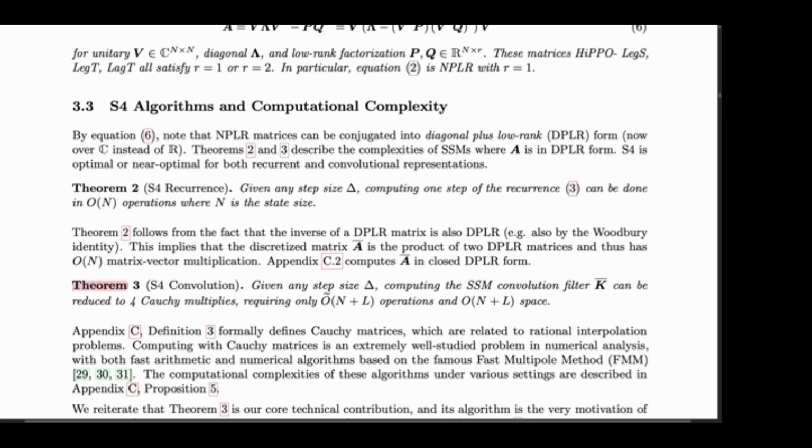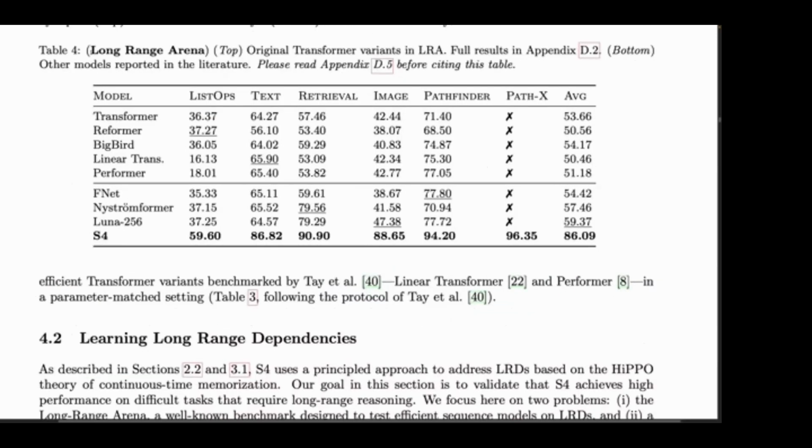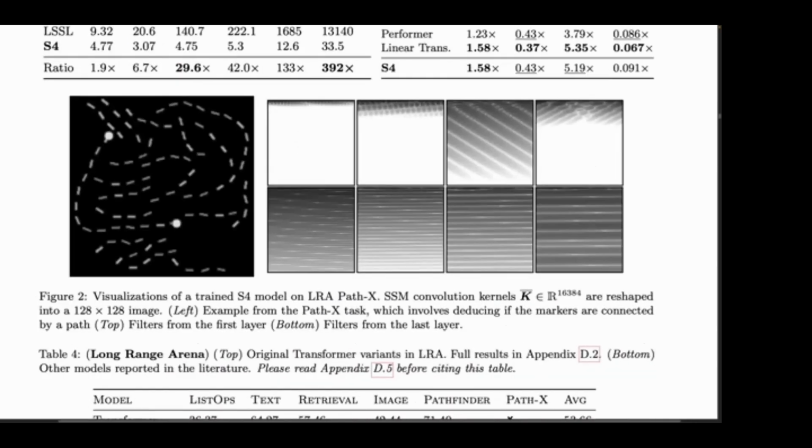All of this comes together in Theorem 3. It says that given any step size delta, computing the state space model convolution filter K-bar can be reduced to 4 Cauchy multiplies, requiring only big O of N plus L operations, ignoring logarithmic factors, and big O of N plus L space, where again, L is the sequence length and N is the state size. Empirically, the proposed S4 architecture does very well on the long-range arena, even doing well on the Path-X task, where the model must determine if 2 points are connected on a fairly large image.